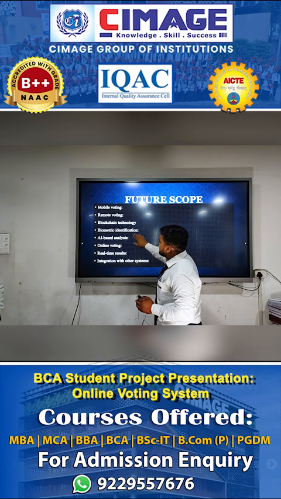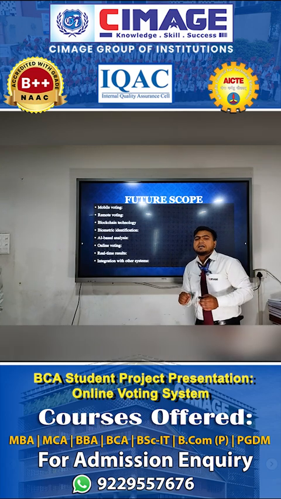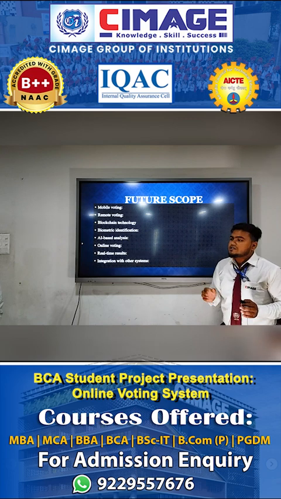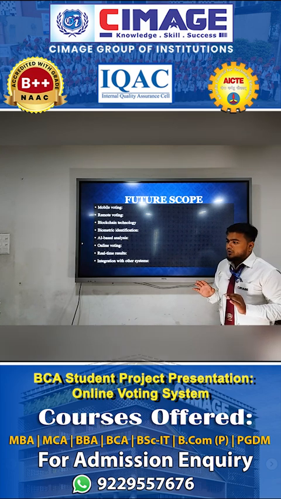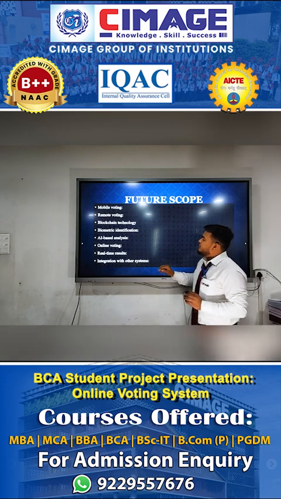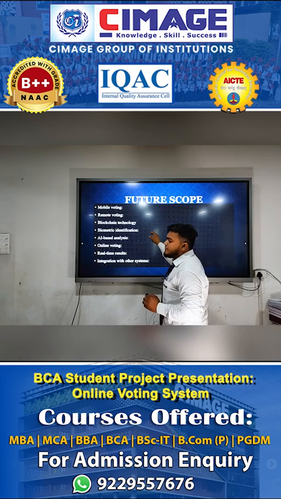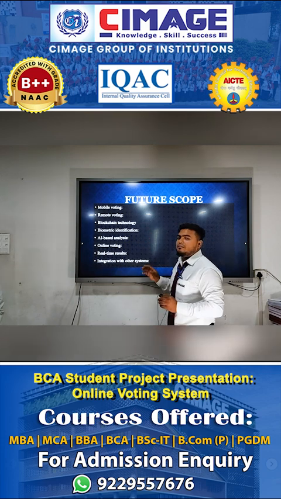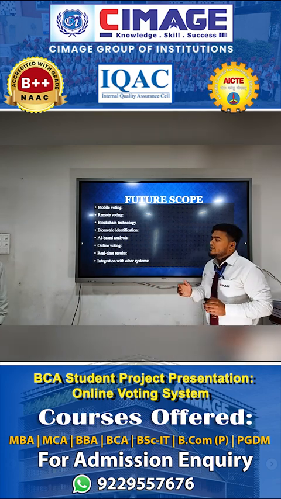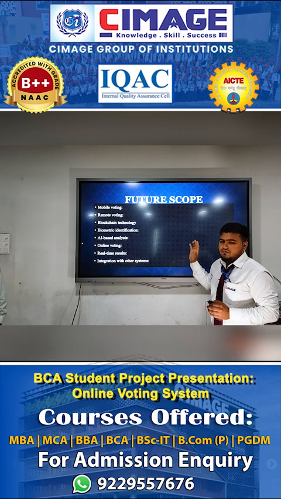Now the fourth thing is biometric identification. Biometric identification is a term I think everyone is familiar with: facial recognition and fingerprint biometric authentication. If the user is verified by that project or application, they will have access to vote. And if they are not able to pass the test, then they will not be able to cast their vote.